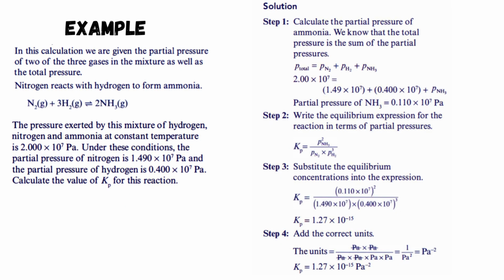Step 1. Calculate the partial pressure of ammonia. We know that the total pressure is the sum of the partial pressures. Step 2. Write the equilibrium expression for the reaction in terms of partial pressures. Step 3. Substitute the equilibrium concentrations into the expression. Step 4. Add the correct units.